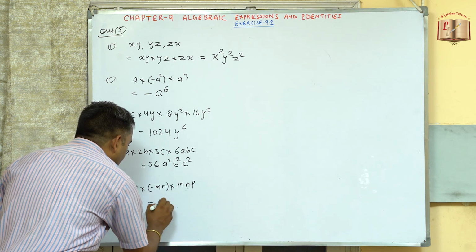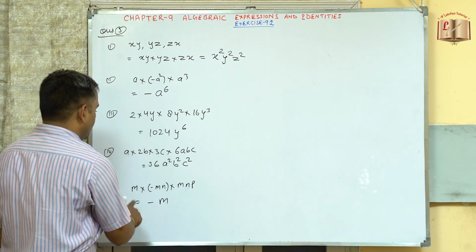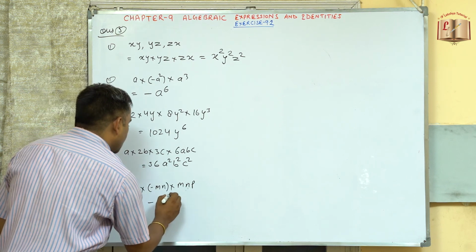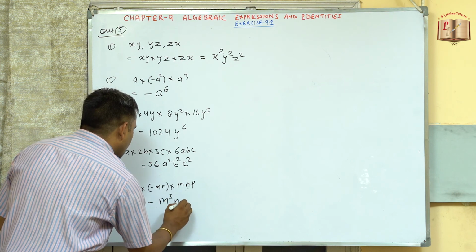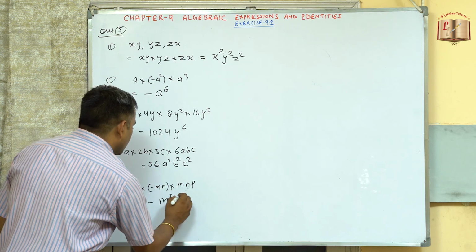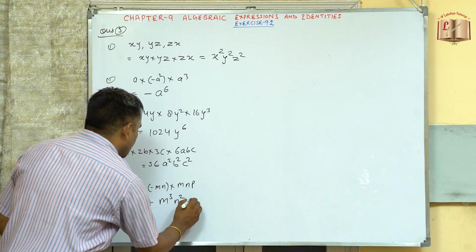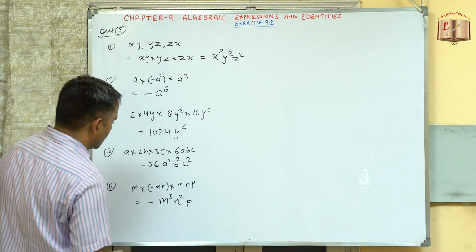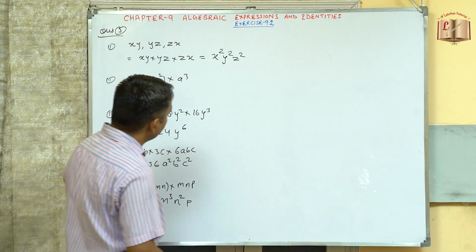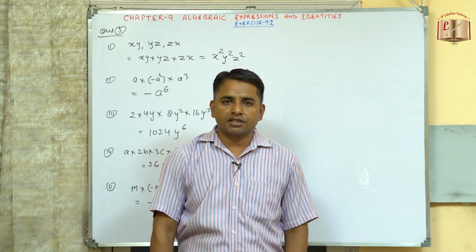Similarly for the fifth part, this is m into minus mn into m and p. So this is minus, so the minus sign will come, m three times, so this will be m cube, n is 1 and 2 times, n square, and p is a single time, so this will be p. So this is minus m cube n square p. So with this we have finished our exercise 9.2.